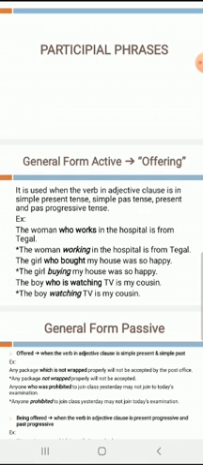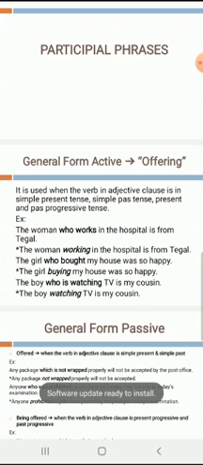So the sentence becomes: the woman working in the hospital is from Tegal. As I explained about what a participial phrase is, it looks like a verb, like this, working. It looks like a verb, but actually it is not. It's an adjective of the sentence.